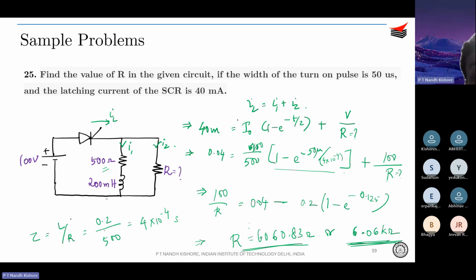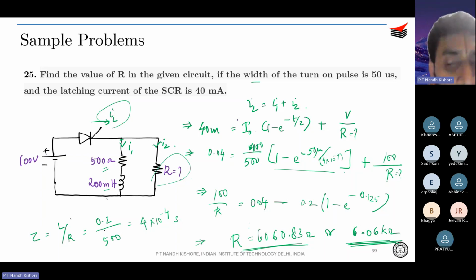You just need to know that during turn on, you need to use your latching current, that is your IL value, and all of these are given. You just need to find out R. Just apply KCL over here. With your knowledge of networks, you can write the inductor current, RL branch current, R current, and then it's just rearranging the terms, right?